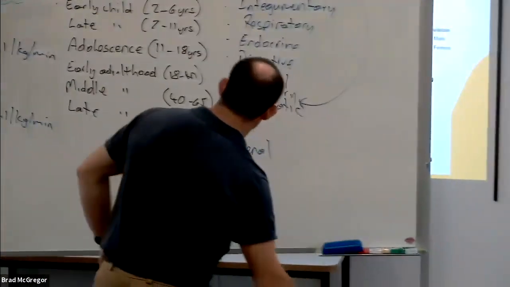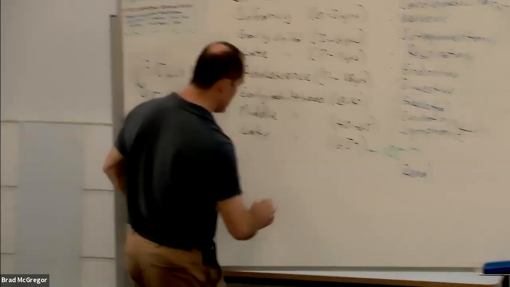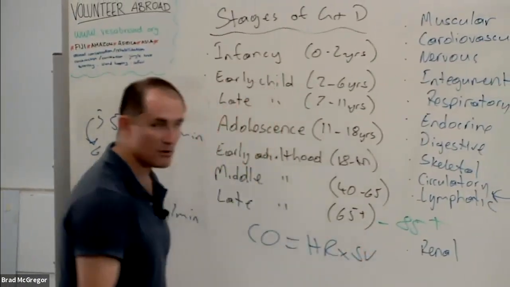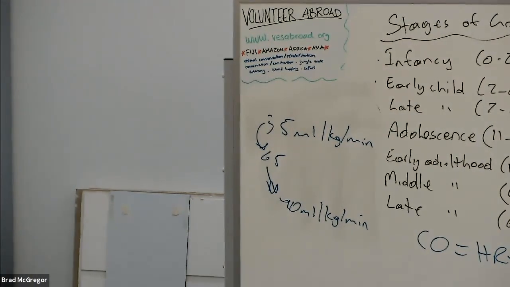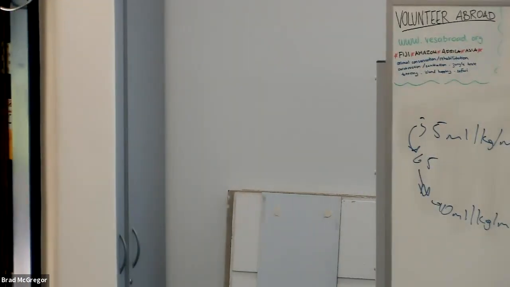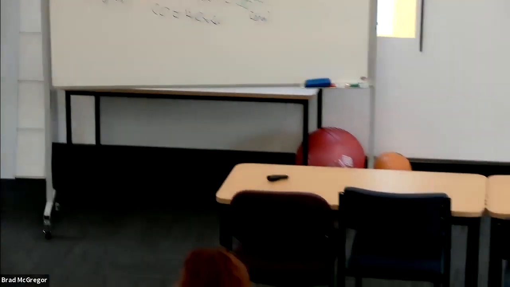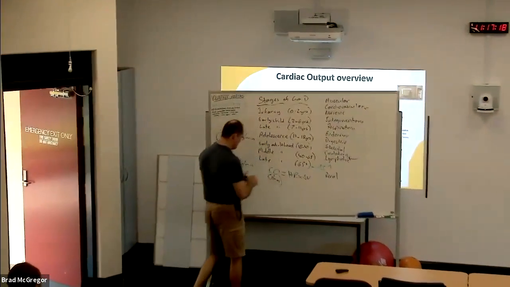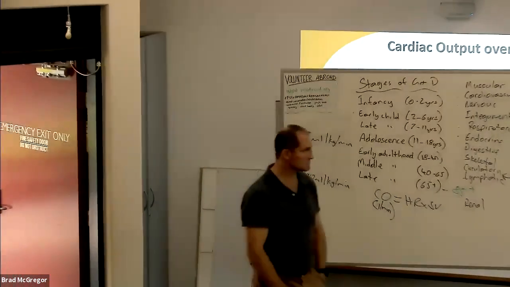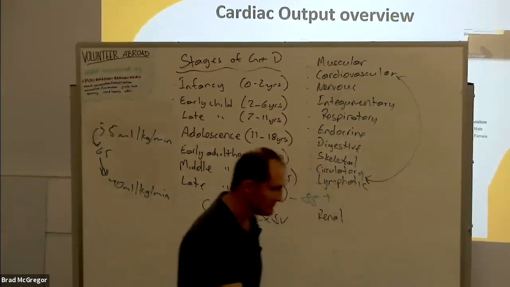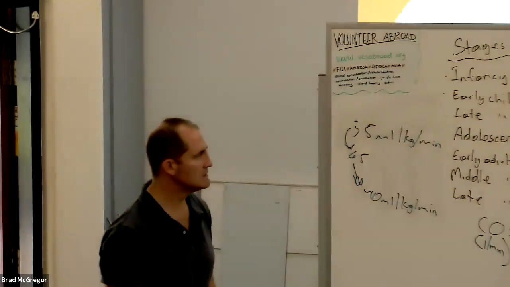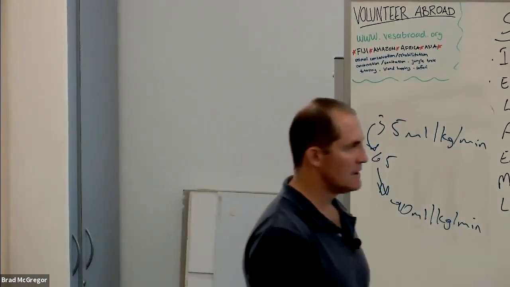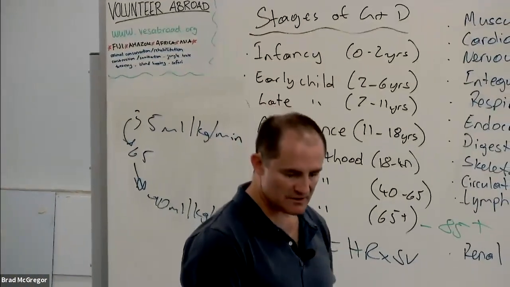There is an equation I want you to write down for cardiac output too, and I'll put it up here. So cardiac output equals heart rate multiplied by stroke volume. I need you to write that down. Heart rate multiplied by stroke volume. And we measure this in litres per minute.